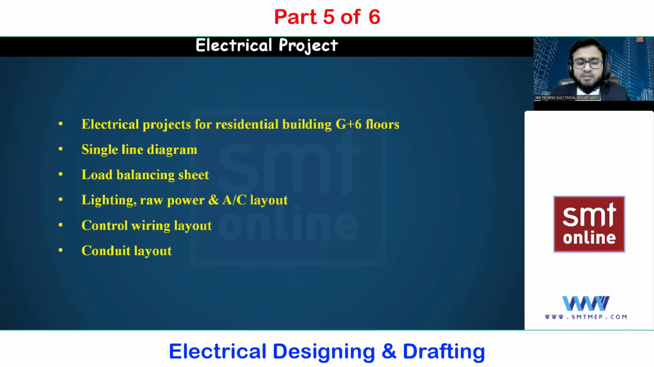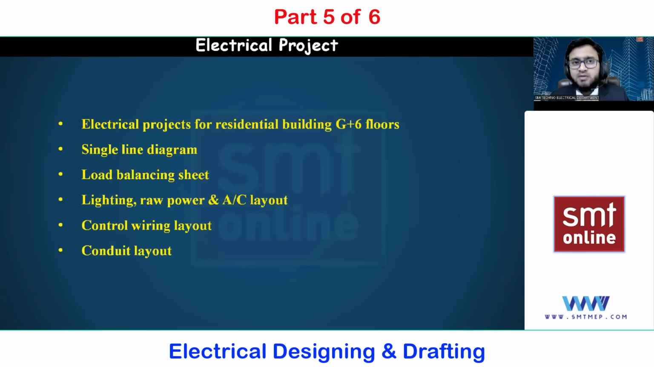Next, talking about the electrical project. After completion of this course, we are going to understand one project. We are going to briefly understand a residential building of G+6 floors, ground floor plus 6 storeys. For the same project, we have a single line diagram where we will understand how we are going to distribute the supply from the main distribution board, to the sub-main distribution board, to the distribution board, to the lighting switch boards. The single line diagram will give you the complete outline for the project. After this, we are going to see the load balancing sheets.